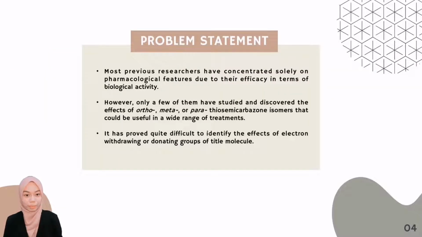Next, we move on to the problem statement. Due to the ability of thiosemicarbazone to act as a ligand for transition metals, there has been extensive research. Most previous researchers have concentrated on pharmacological features due to their efficacy in terms of biological activity. However, only a few of them have studied the effects of ortho, meta or para-thiosemicarbazone isomers that could be useful in a wide range of treatments. To overcome this problem, advanced studies, especially the structural characterization of the molecule, need to be employed.